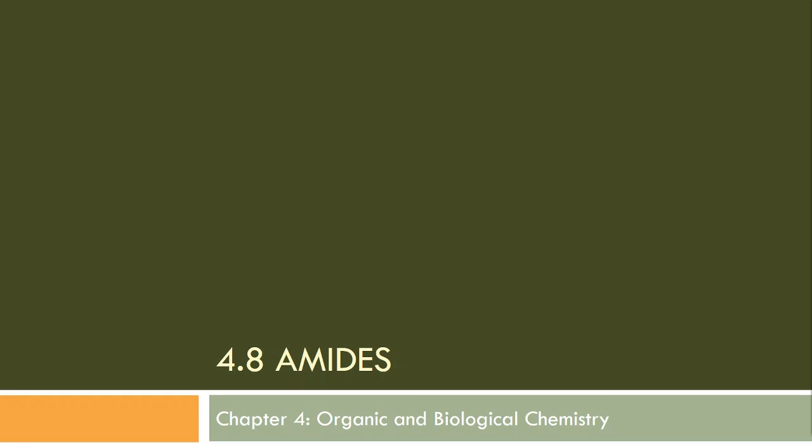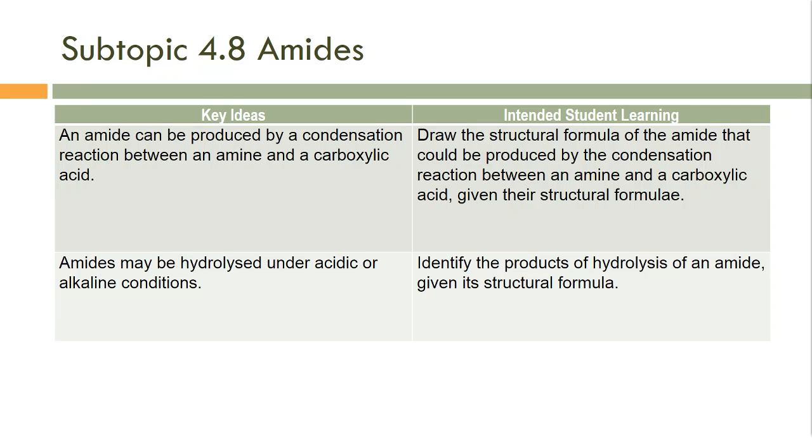Okay, let's talk about amides. If you look at the last lecture notes, halfway through you can find the amide slides. There are only 2 points that we need to really go through. One, draw the structural formula of the amide that could be produced by the condensation reaction between an amine and a carboxylic acid, given their structural formula. Two, identify the products of hydrolysis of an amide, given its structural formula.